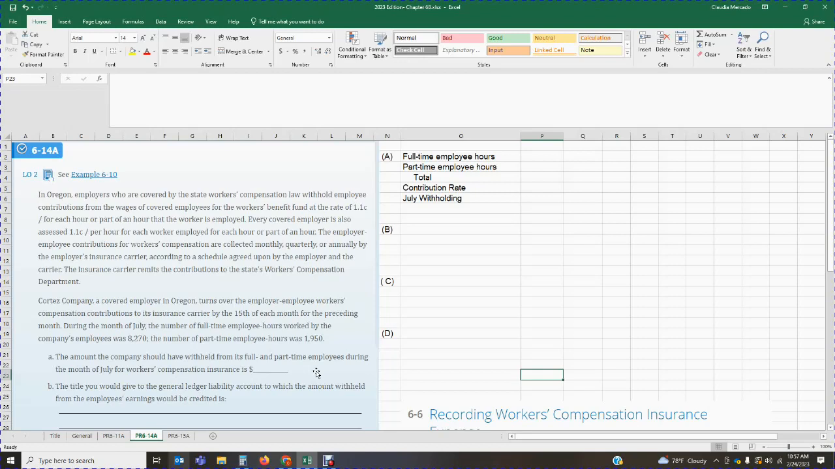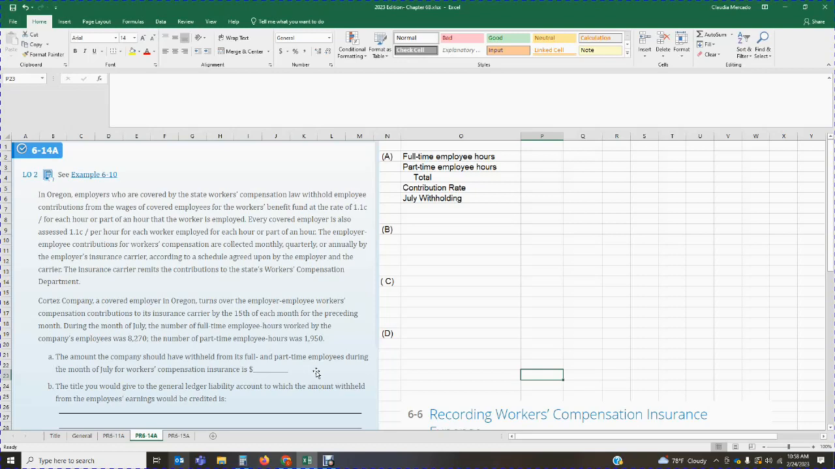The employee contributions for workers' compensation are collected monthly, quarterly, or annually by the employer's insurance carrier according to the schedule agreed upon by the employer and the carrier. The insurance carrier remits the contributions to the state workers' compensation department. So, Cortez Company, a covered employer in Oregon, turns over the employee workers' compensation contributions to its insurance carrier by the 15th of each month for the preceding month. During the month of July, the number of full-time employee hours worked by the company employees was 8,270, and the number of part-time employee hours was 1,950.